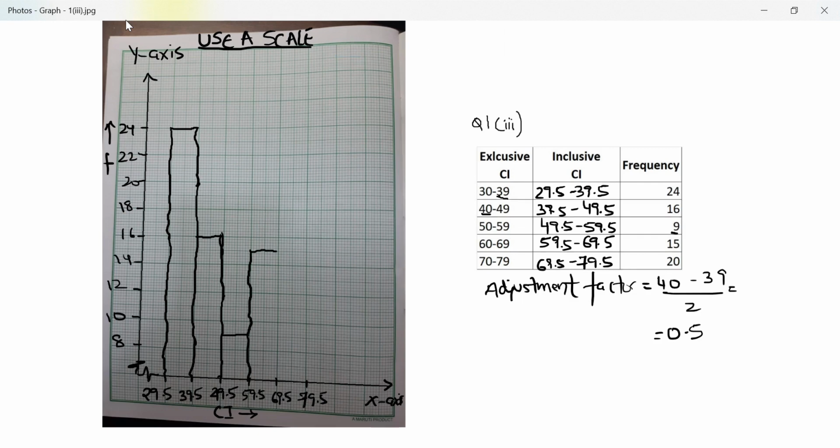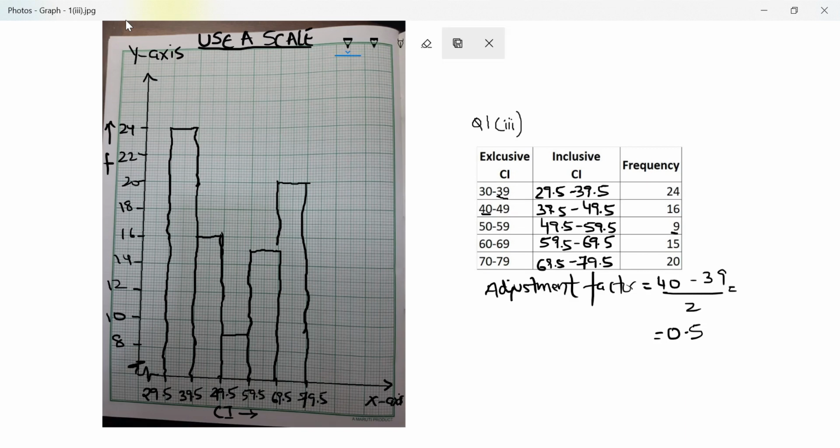Please note that while checking, teachers will check whether you've plotted it properly or not. The next one is 20. Perfect. I can't say this again and again: use a scale.